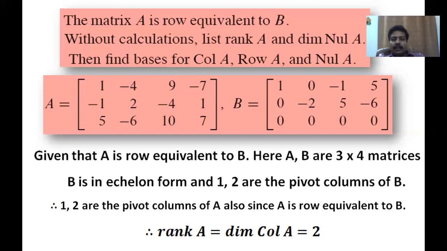So here, without any calculations, we can directly say that rank A is equal to 2 just by observing B, which is an echelon form of A. So simply while observing B, we can say that the first and second columns are the pivot columns, and these two are the pivot positions. There are only two pivot columns in B. Resultantly, there will be only two pivot columns in A. So the number of pivot columns is equal to rank A.